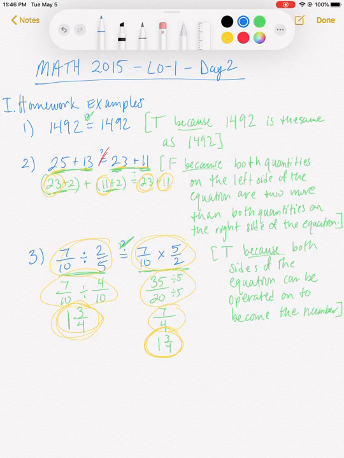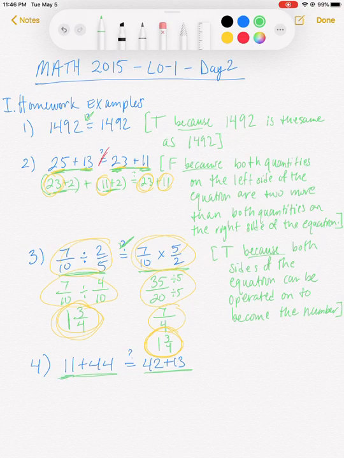Let's do a similar one right here as to number 2. We're going to do 11 plus 44 is equal to 42 plus 13. Okay, so let's take a look and do another analysis with each of the sides of the equal sign. So we have 11 and 44, we have 42 and 13, we can compare each of the quantities.